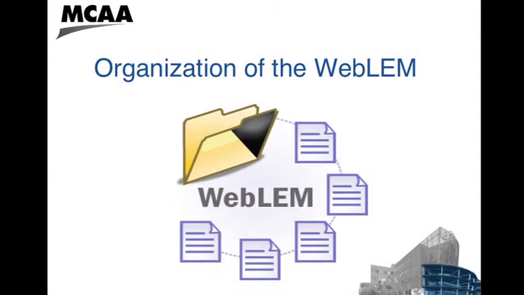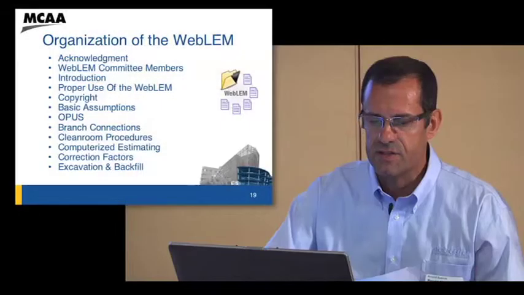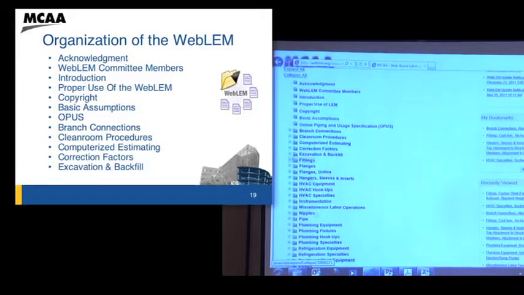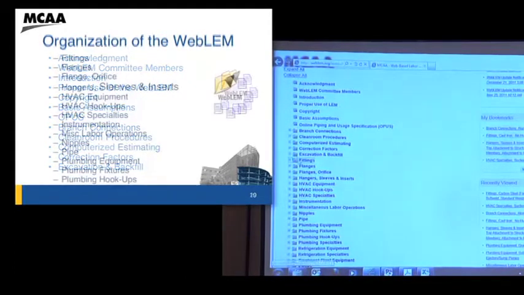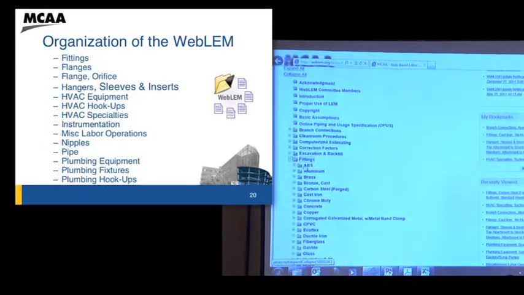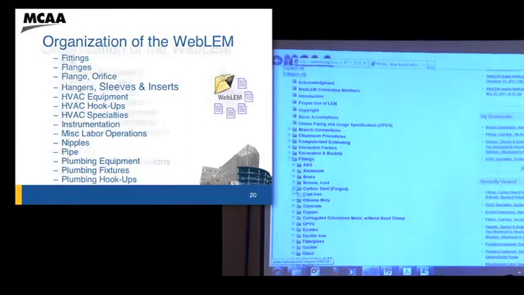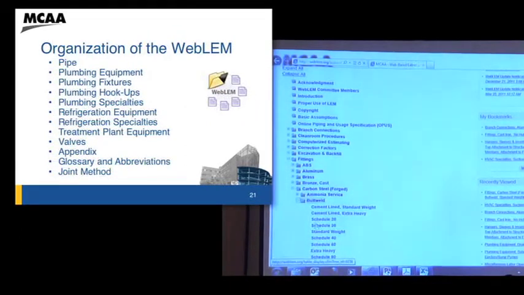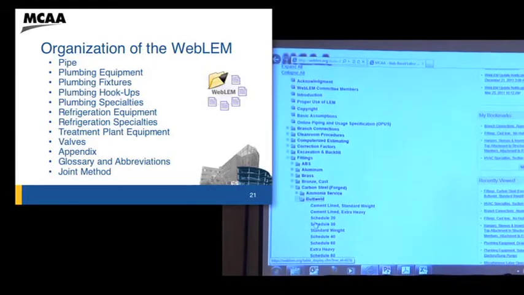Organization of the WebLEM. As I said, down the left-hand side you've got a tree structure, and it's pretty much in alphabetical order. For instance, if you're looking for something in the fittings section, you would go into fittings, then by material, carbon steel, then whether the end connection is butt weld or threaded or whatever, and then right on down to the table. So that's how the structure of it is done.